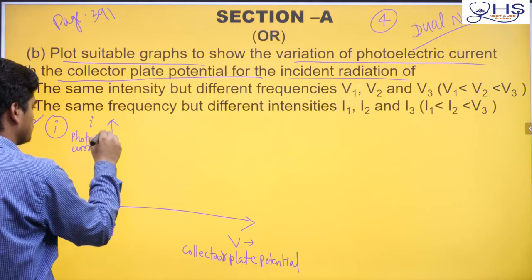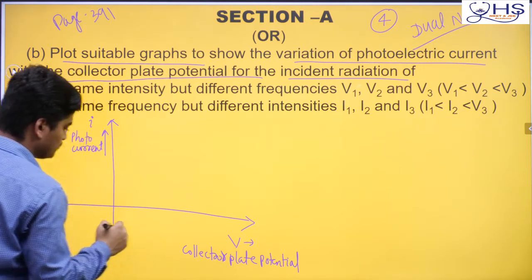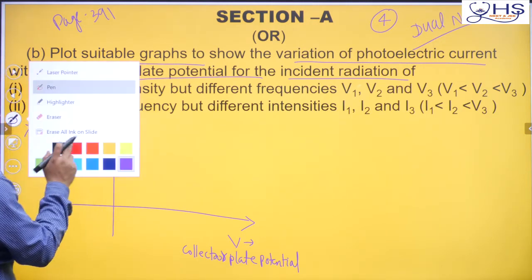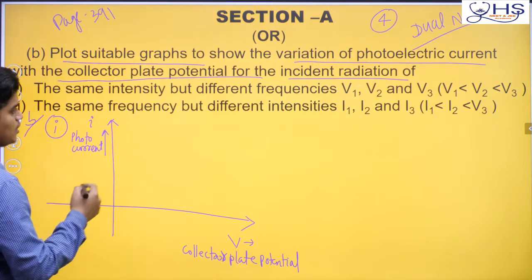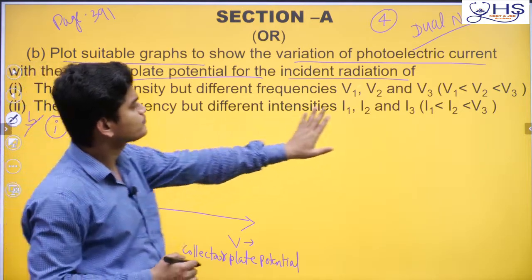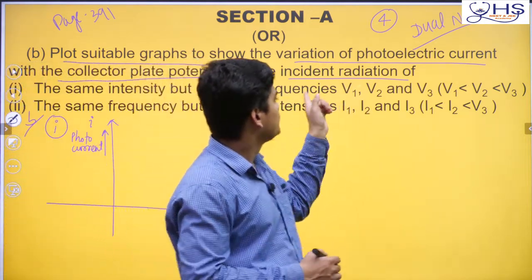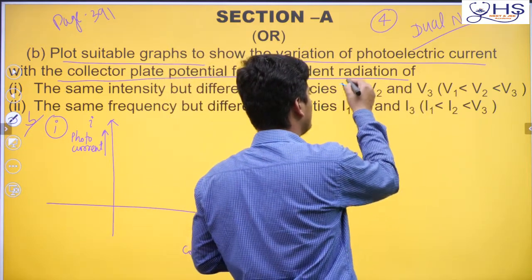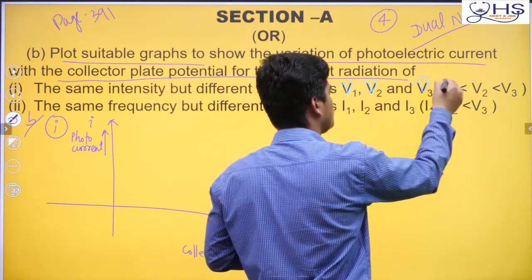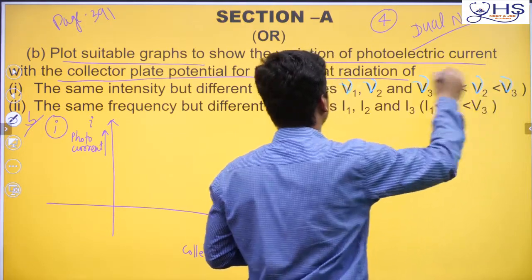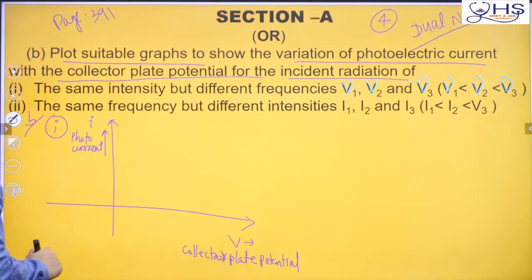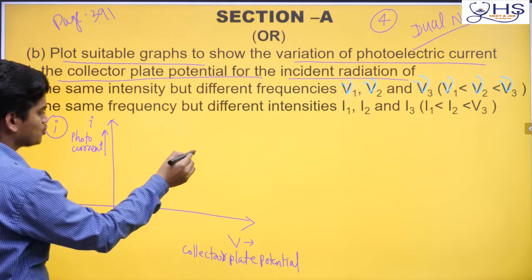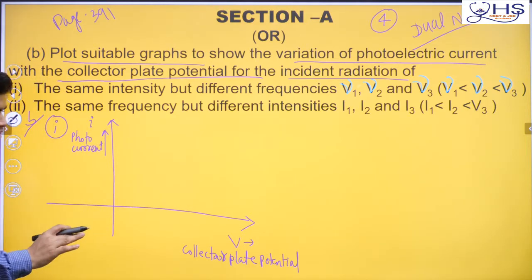Okay, now here what will we do? Now here we will draw the graph. How will I draw? Now they are telling different frequency. Here it is nu 1, nu 2, nu 3, but same intensity. Intensity is constant. So here see, intensity depends on the photocurrent directly. So how will the graph be?